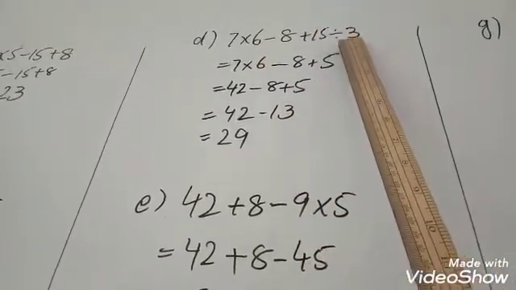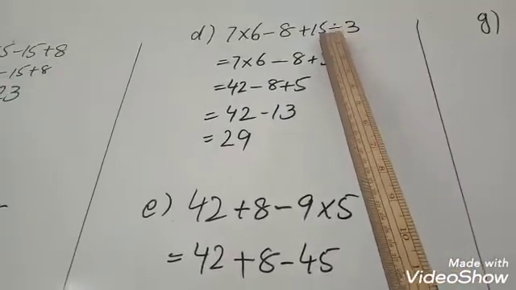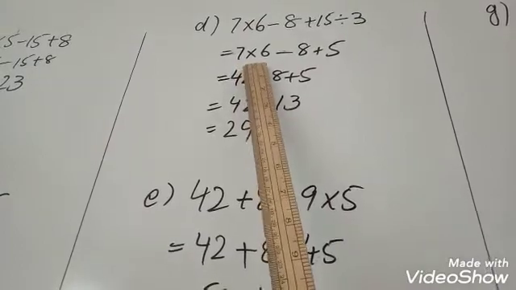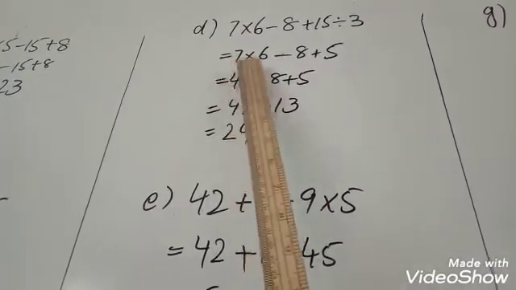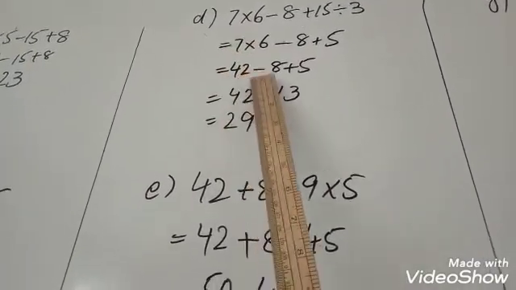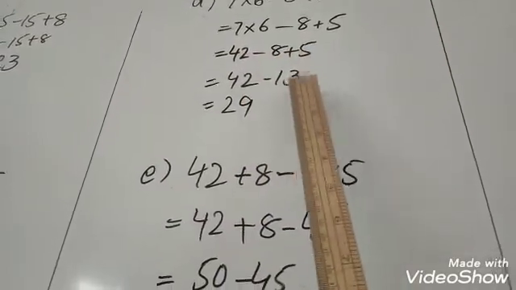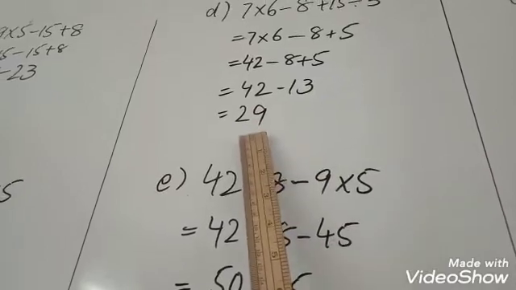First we solve division. 15 divided by 3 is 5. Remaining values write as it is. Now we multiply. 7 multiply 6 is 42. 42 minus 8 plus 5. Now we add these two values and then subtract these two values, we get the answer.